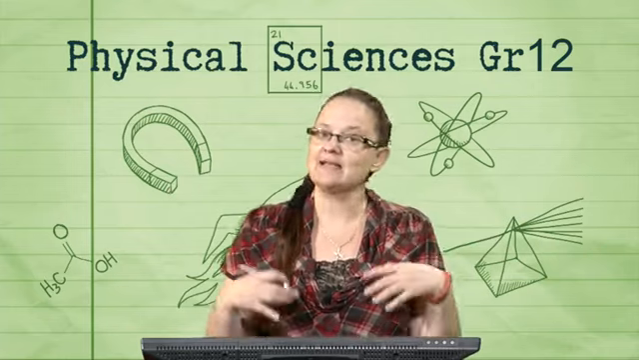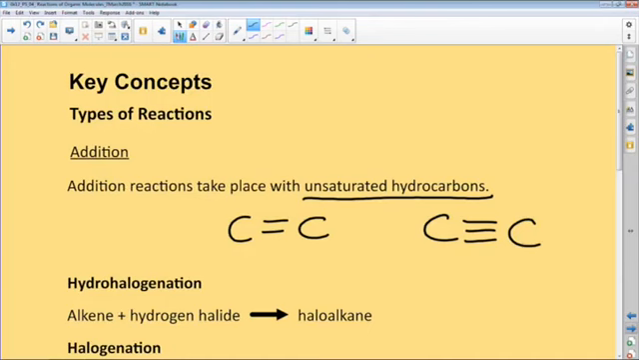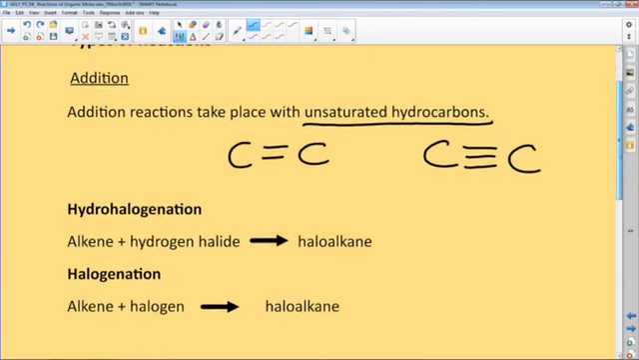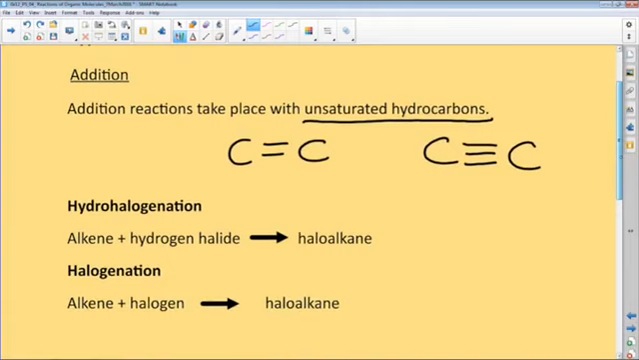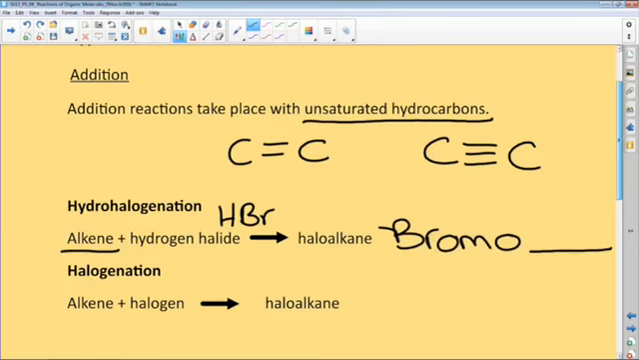The first one is hydrohalogenation. It sounds a lot more complicated than it is, but what that means is I add in a hydrogen halide, like, for example, HBr, hydrogen bromide. That means I'm going to create a haloalkane, so whatever my alkene was, I'm going to get bromo and whatever it was. So if I had butene to start off with, I'm going to end up with bromobutane. Butane, not butene, because we're breaking the bonds.